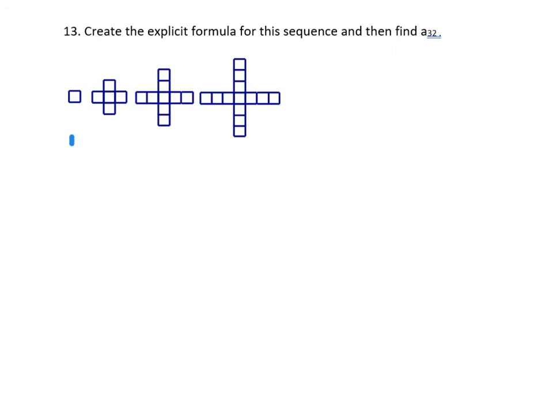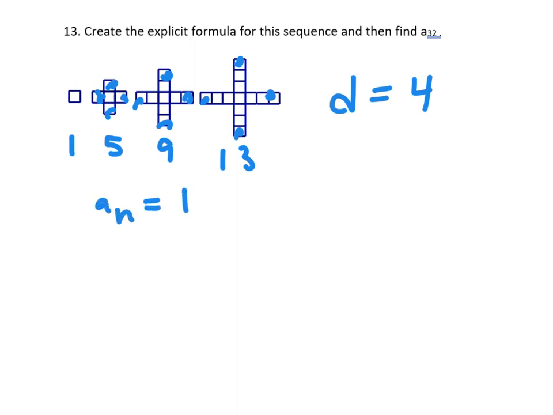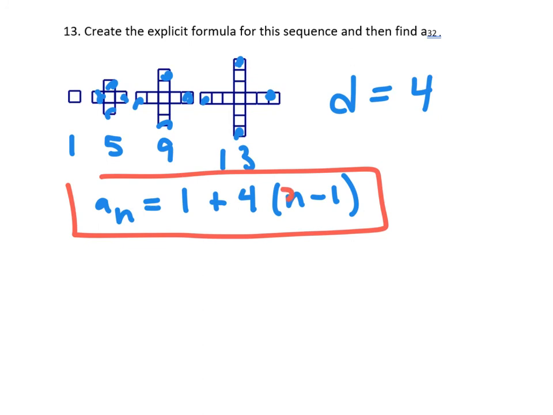Similar problem. First term's got 1, the next one's got 5. And what happened there is it added 4, and then it looks like it added 4 more, so it'll be 9. And then another 4, so 13. So our difference again is a 4. And the way it works is our first term is a 1. Our common difference is a 4 and n minus 1. So there's our formula. And then we're going to plug in 32 there. So then it would just be 1 plus 4 times 31, 124, so add 1 is 125.